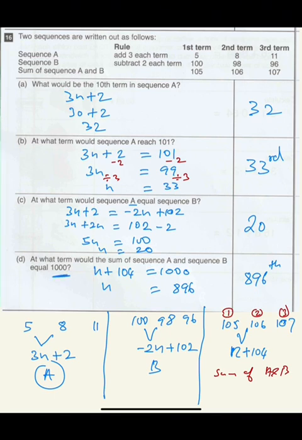So, the 896th term. Remember, these are not GCSE questions. These are past paper questions for students who are age 10 and preparing to enter selective grammar schools in the country.